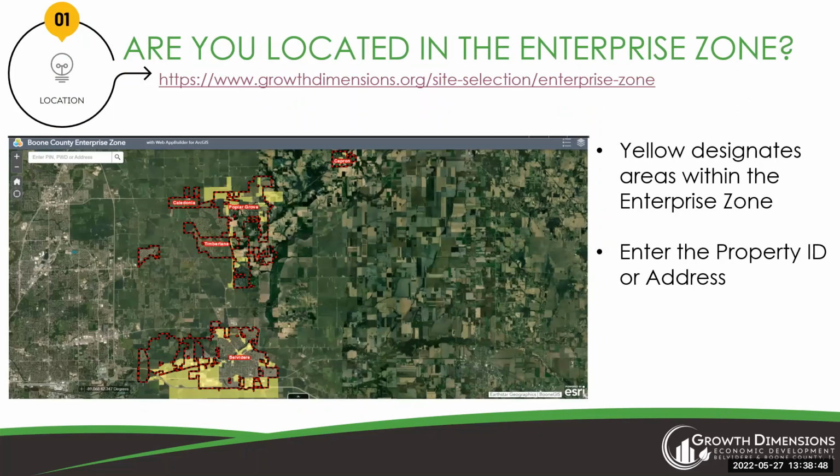Before filling out the application, you will want to determine if your property is located within the Belvidere Boone County Enterprise Zone. Simply go to the Growth Dimensions website. Under the navigation menu, you'll see a section called Site Selection. Under that section, click on Enterprise Zone. That will take you to the Enterprise Zone information page, and the map is located at the very top. You can also use the URL shown on this slide. We'll walk you through the process together.